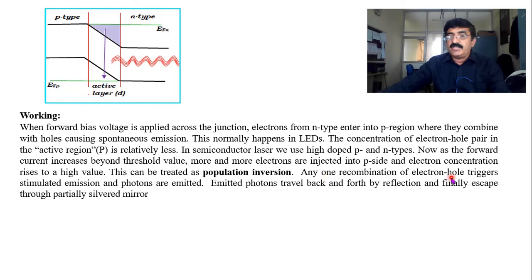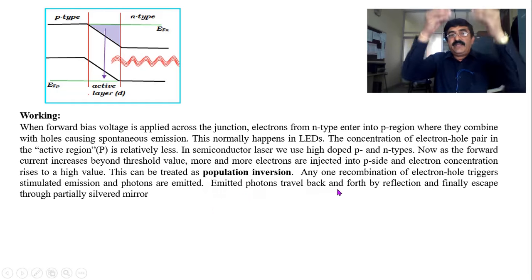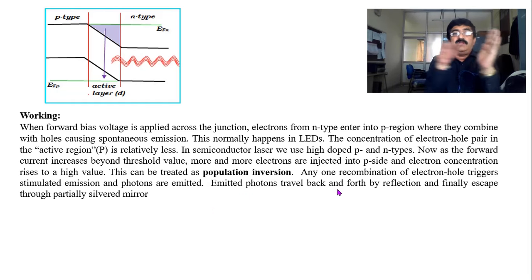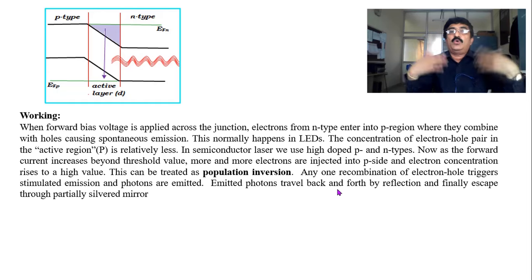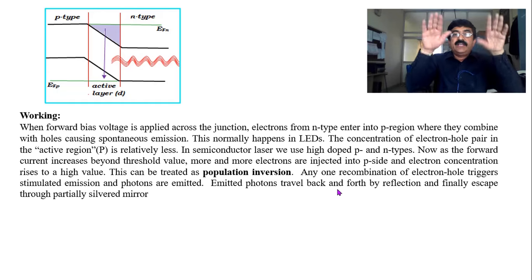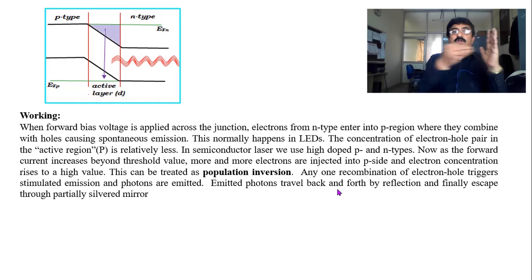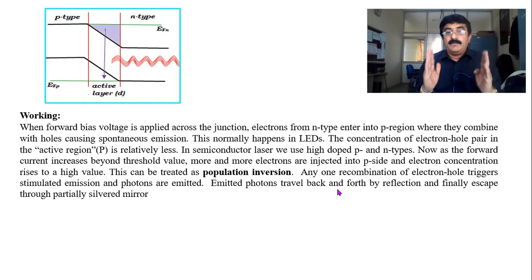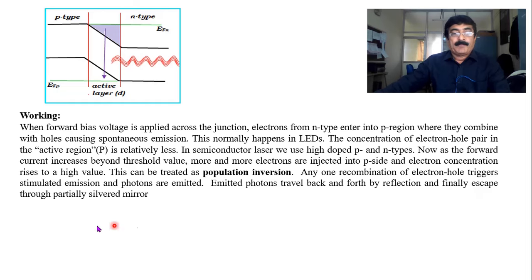Any one recombination of an electron and hole pair triggers stimulated emission of a photon, and thus the emitted photons have to travel to and fro because their number should grow in size. Their number should grow more and more, and finally the laser pulse should grow in size. For that reason, for the laser photons to travel to and fro, we have converted the ends into mirrors. So emitted photons travel back and forth by reflection, and finally they escape through the partially silvered mirror.